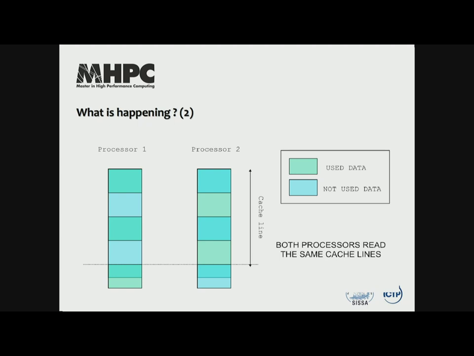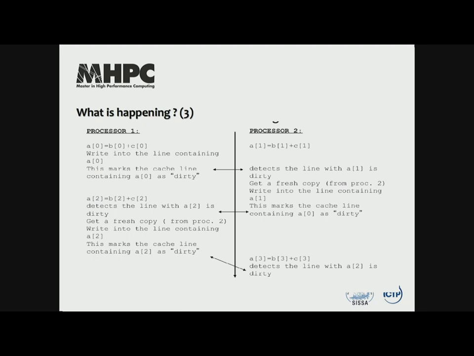That's quite important. Processor 1 does this operation, writing into the line containing A0. This marks the cache line containing A0 as dirty. This is actually changed. If processor 2 does the same, it detects that this line is stale, so it gets a fresh copy from processor 1, writes into the line containing A1, and then marks the cache line as dirty, and at this point things come back.